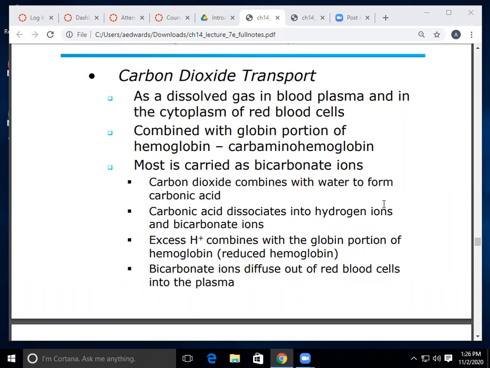Most of your carbon dioxide is going to be carried as what we call bicarbonate ions. To get the bicarbonate, you combine carbon dioxide with water, and then you form carbonic acid.